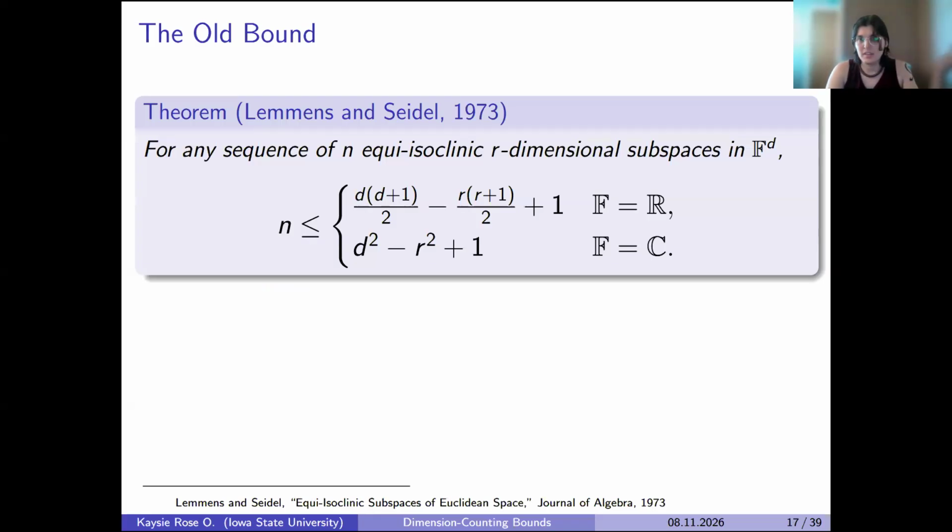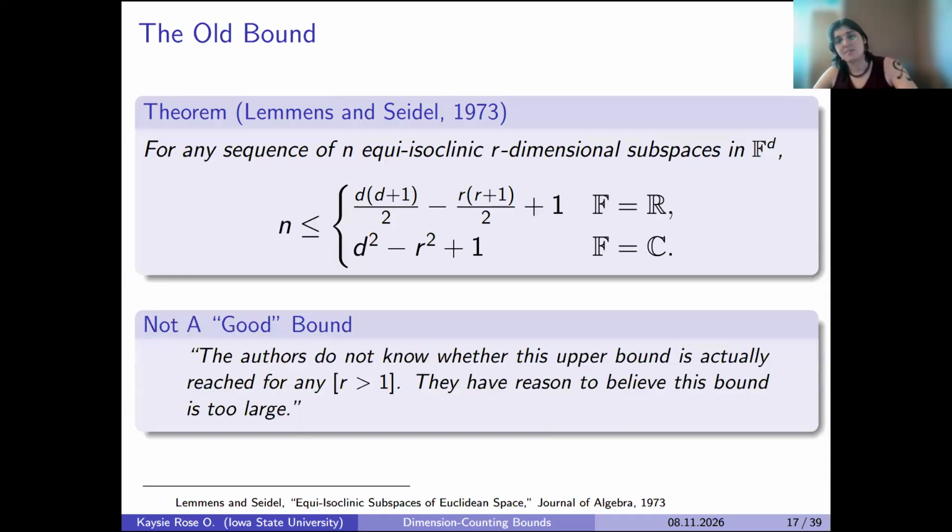If you have n equi-isoclinic r-dimensional subspaces of F to the d, you get this upper bound, where up here you're taking that bound from earlier, Gerzon's bound, and you're just subtracting something that depends on r. You're just subtracting something that's order r squared. And if you think about it intuitively, that feels way too big. It feels like, if I go from r equals 1 to r equals 2, I'm doubling the size of my subspaces, so I should probably be really chopping down the number n that I have.